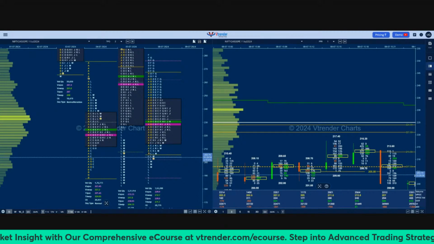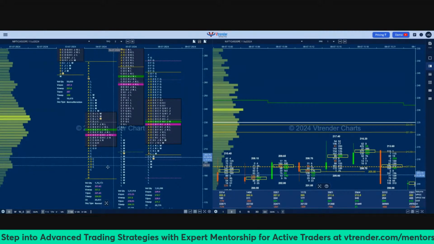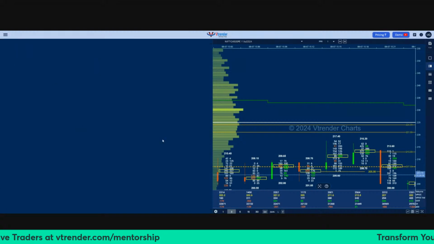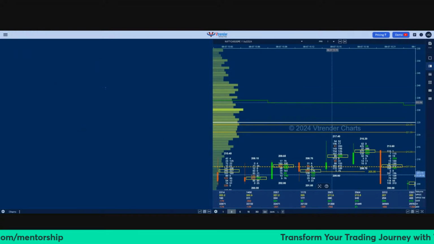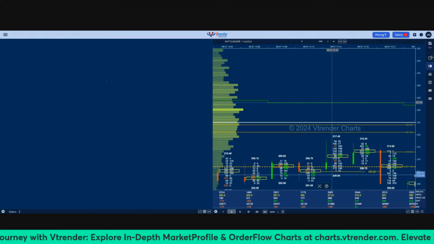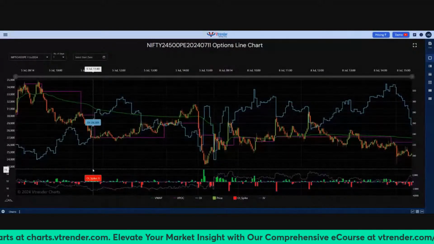So there is a request for line charts. Nagaraj, what line charts do you want to watch for options? In case I want to, you can quickly go to the line charts. You have the option on the top bottom left of line charts, and it will quickly take me to the line chart of that particular option. So this is the line chart of the 24500 put.